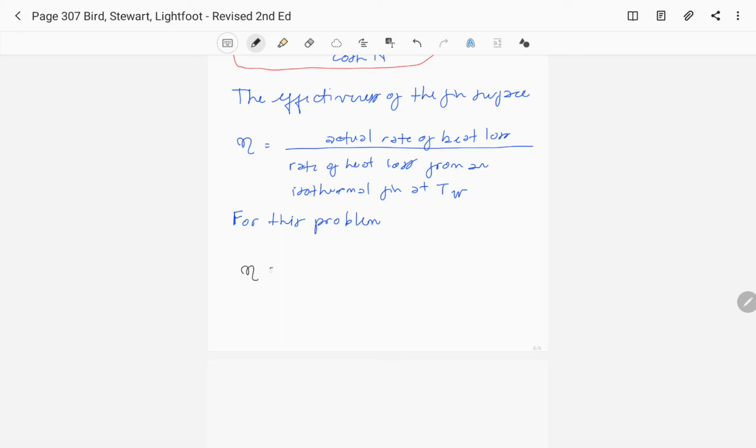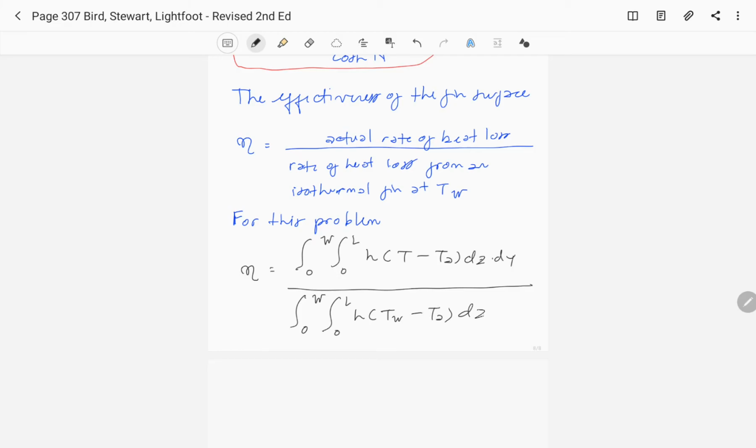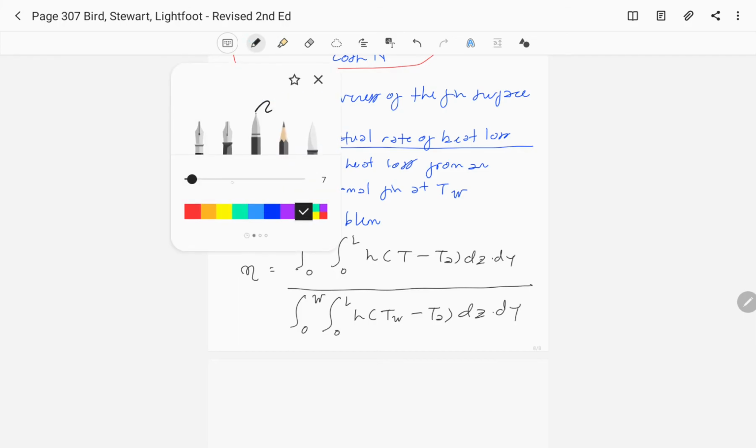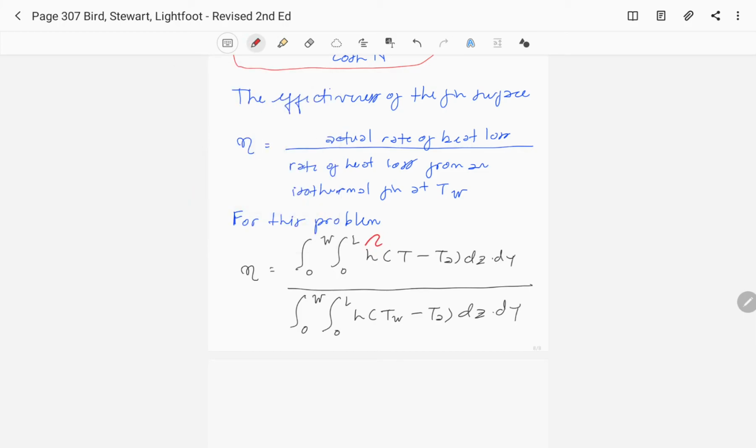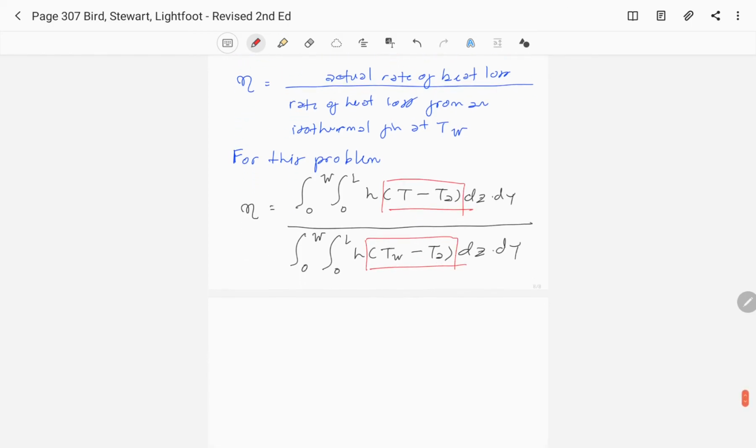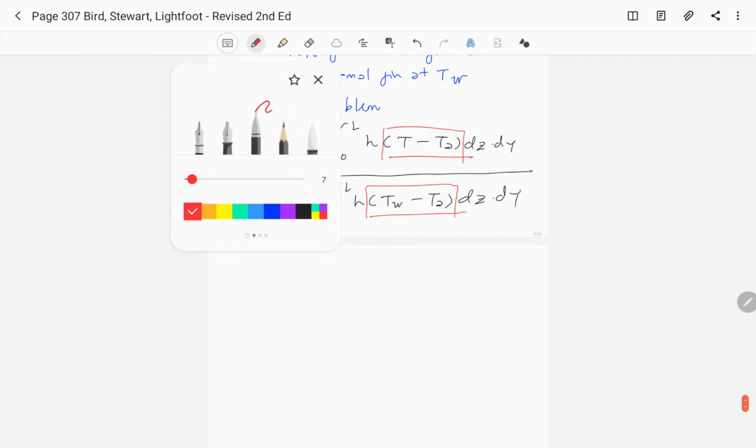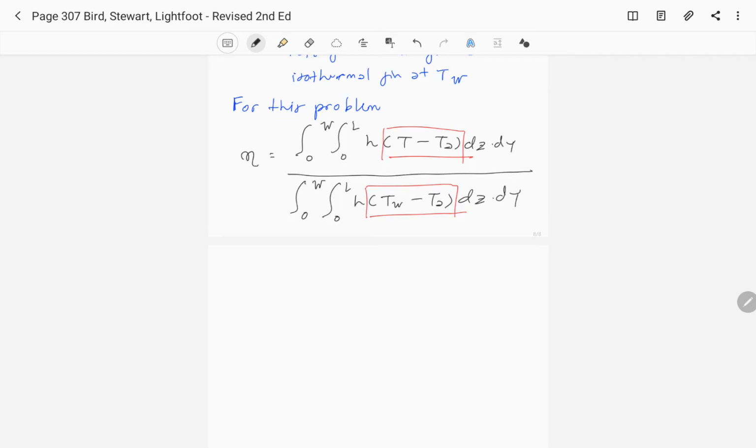Okay, then this can be expressed mathematically in terms of the integration of 0 to W, 0 to L, h(T minus TA) dz dy, divided by integrations of 0 to W, 0 to L, h(Tw minus TA) dz dy. You need to look at these expressions in here to understand the difference between the one on the numerator and the one on the denominator. Okay, now we can continue further with this.